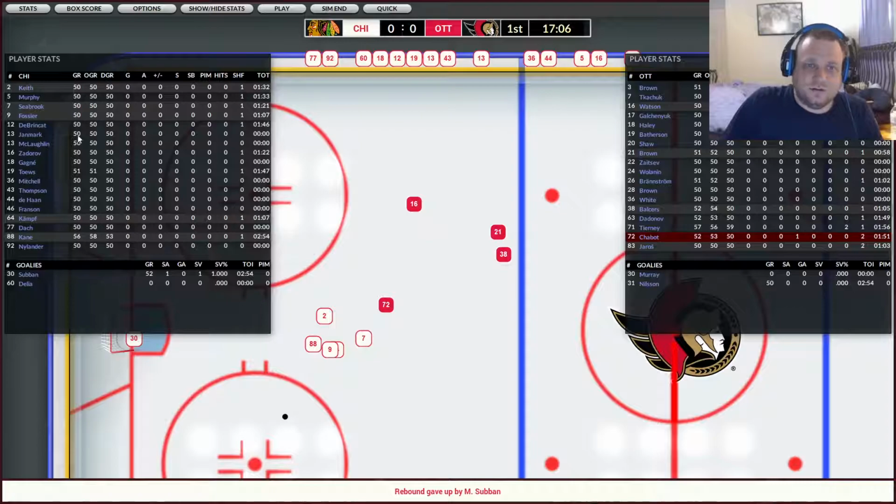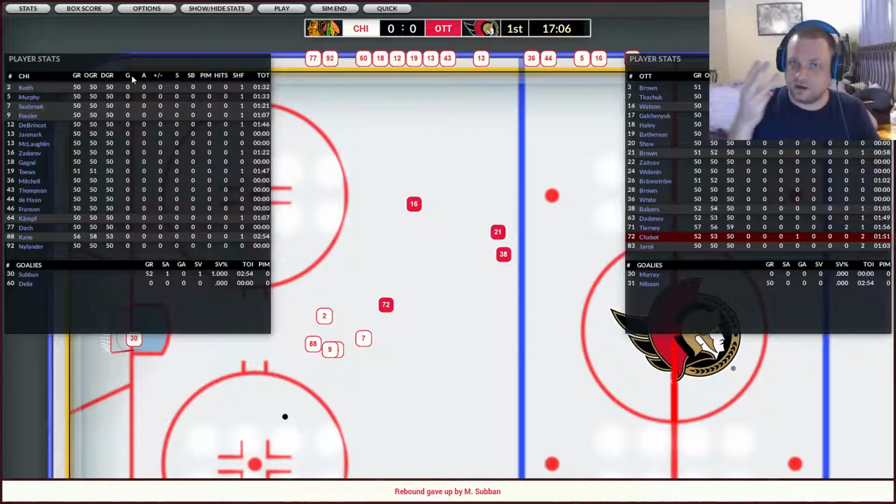Alright, so the next stat that we have is G. That stands for goal. That's pretty straightforward. I hope I don't really have to explain that one too much. You shoot the puck at the net, the goaltender can't stop it, and it goes in, you get a goal.